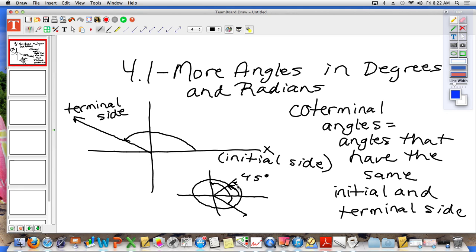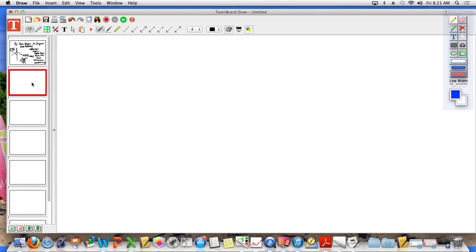All right. What else could you do though? I could keep going. I could add another 360 degrees, and another 360 degrees. What else could I do? Could be negative. Yes, you could go the other way. Good job. What would I do to the 45 degrees if I'm going to go the other way? You're going to subtract 360 degrees.